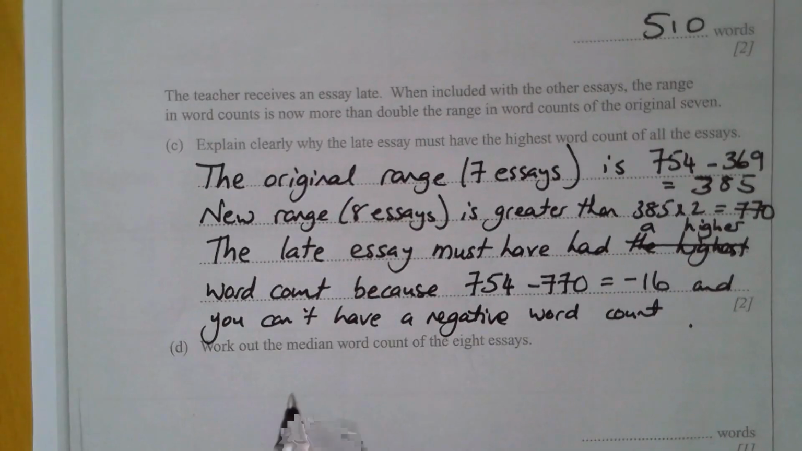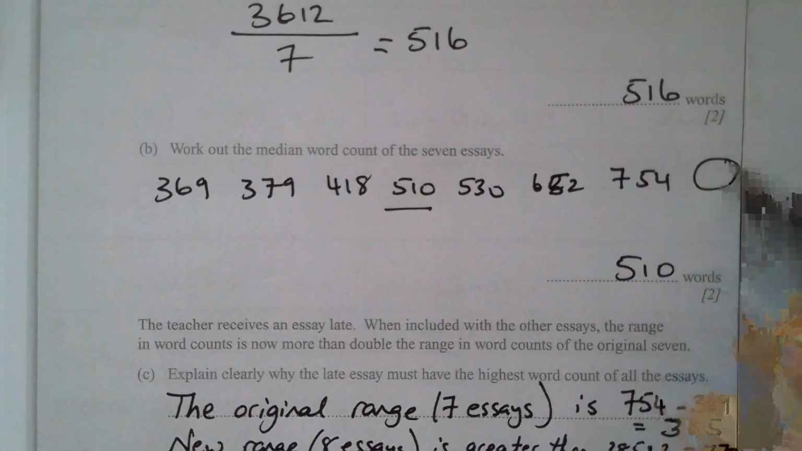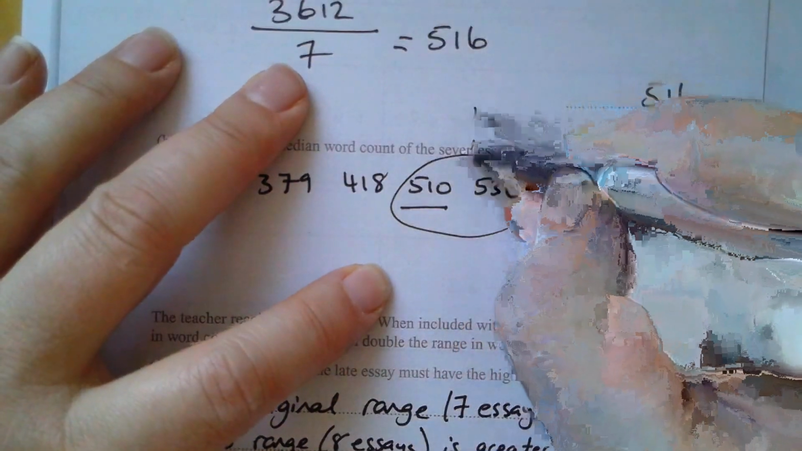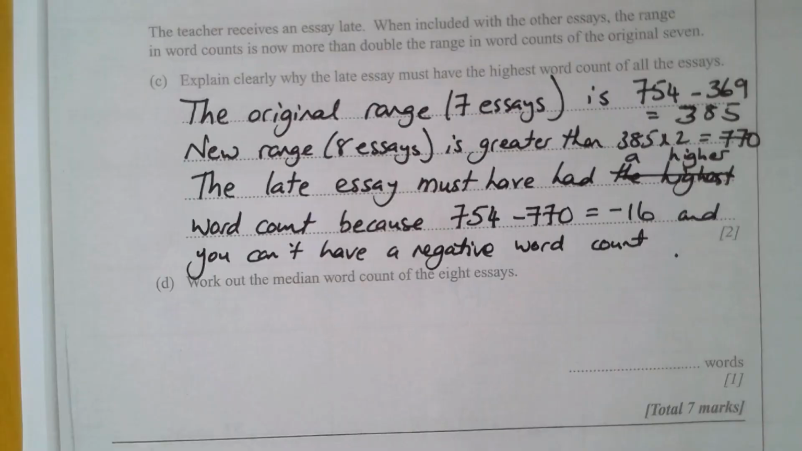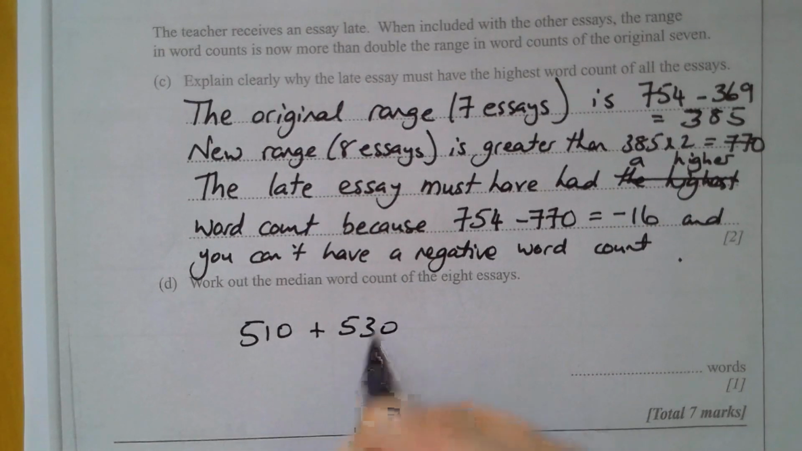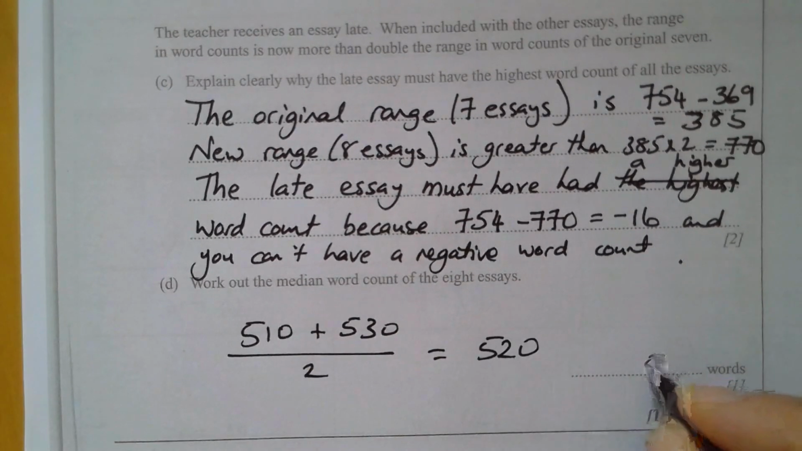Median word count of the 8 essays, so you're adding an extra one that's going to sit here. So when we're counting in, we end up with these two here. We want to find halfway between these two here. If you need the expression to find that, put it into your calculator.